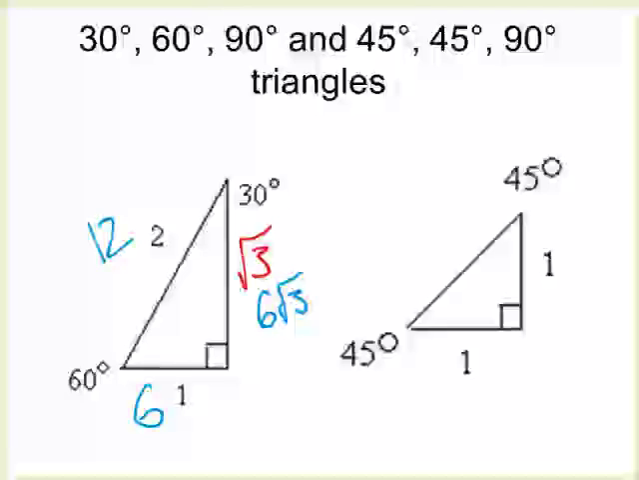The second pattern is the 45, 45, 90. It's isosceles, since two angles are the same, so both legs have a length of 1, and the hypotenuse is square root of 2 times as long. So if, for example, one of the legs had a length of 4, what would the length of the hypotenuse be? 4 times the square root of 2.